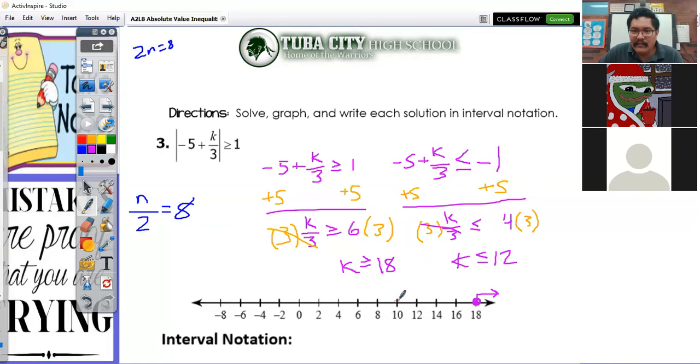But again, times both of them. So we got 3 canceling. K is less than or equal to 12. Now, before we mark whether it's going to be an and or an or, let me go ahead and mark out 12, and it's going to be less than. So we need numbers less than 12. So that would be this way.